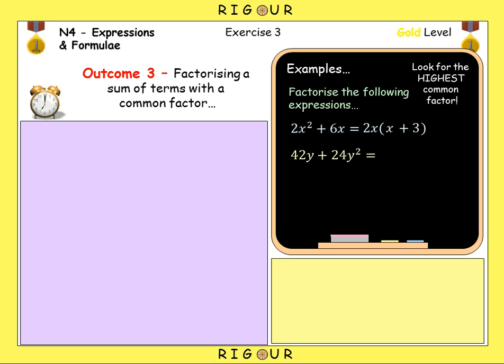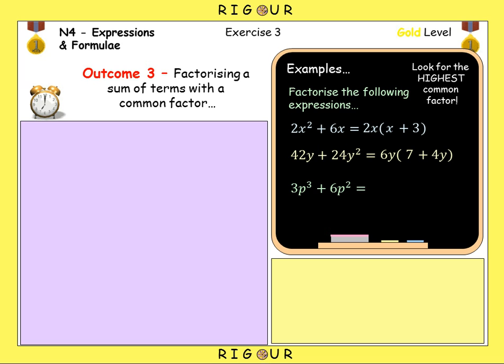So our second example, 42y plus 24y squared. So the biggest number that we can take out is going to be 6, and we can also take a y out as well. So the highest common factor is 6y. So 6y times 7 gives us 42y, and 6y times 4y gives us 24y squared.